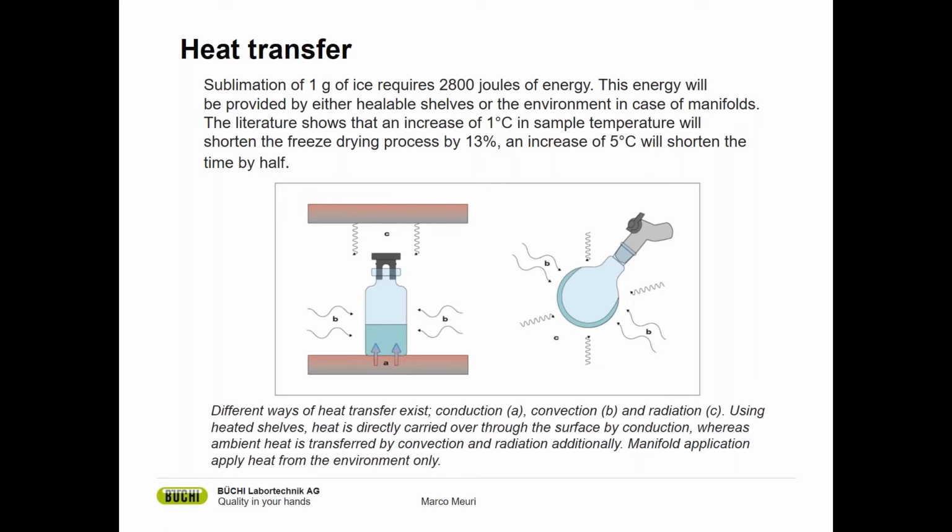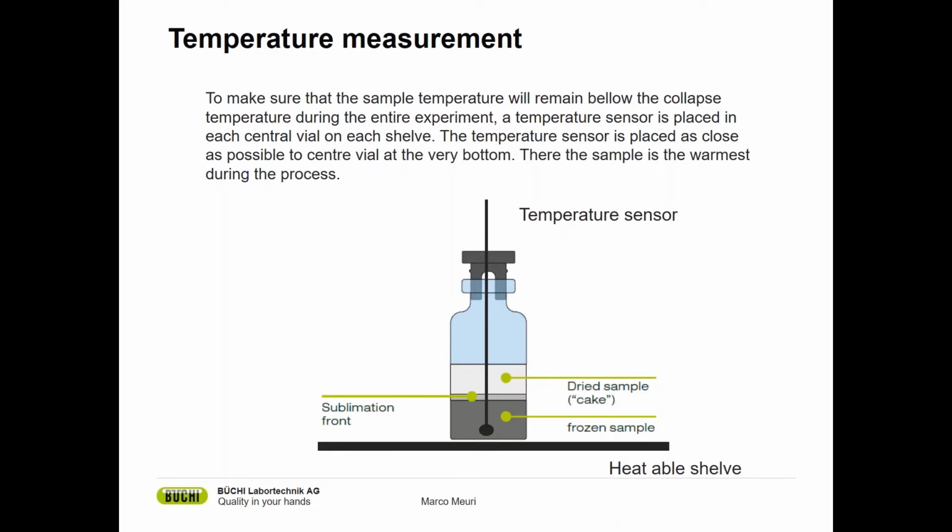Now, if we can heat the samples only by 1 degree, the freeze drying process will already shorten by about 13%. That means that an increase of about 5 degrees will shorten the time by half, and applying enough energy to your freeze drying process can really speed up your process a lot and can be very beneficial for your freeze drying time. What is important is if you apply energy to your freeze drying sample, that you don't overdo it and that you can somehow monitor it.